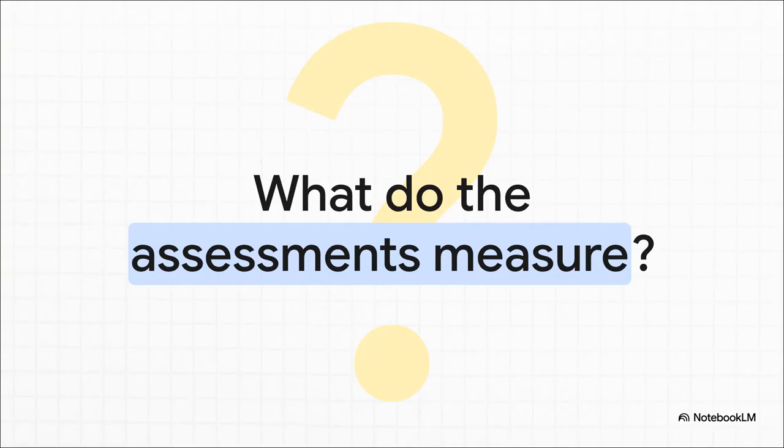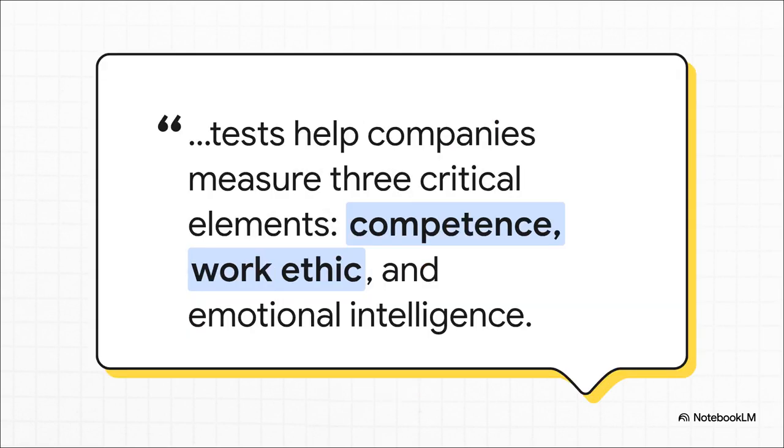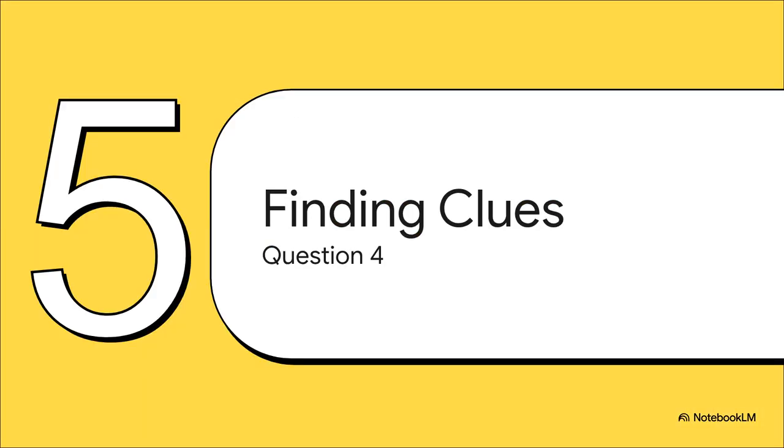Because we know the structure, it's much easier to find the answers to the next questions. Our third question is, what do the assessments measure? Well, based on the heading we just found, the answer has to be in that first main section. And if we look in that section, the answer is right there in the text. The article clearly states that the tests measure 3 things: competence, work ethic, and emotional intelligence. All right, we're on our final question now.